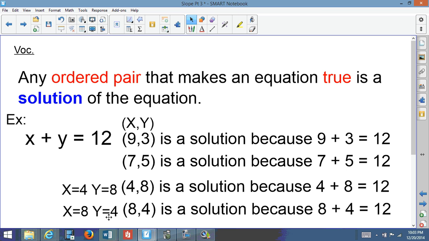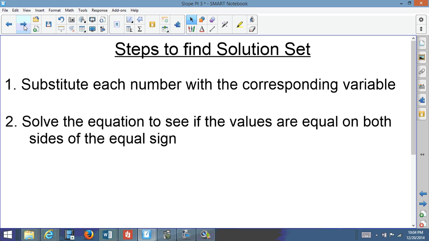different ordered pair. If we graph those, we would see that they're in two different parts of the coordinate graph. They still answer the equation though, x plus y equals 12. So therefore these are solutions to this equation. The steps to find a solution set are to substitute each number for the corresponding variable, and solve the equation to see if the values are equal on both sides of the equal sign. So those are our two steps.